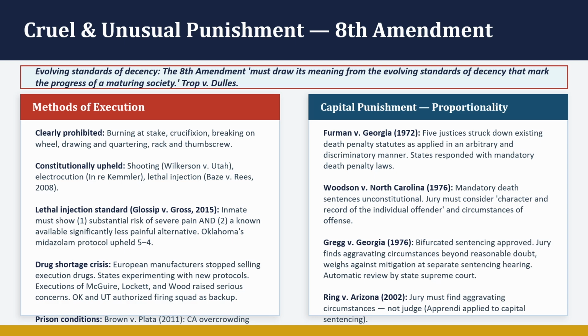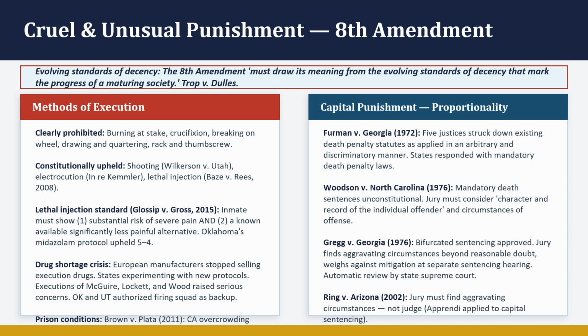The drug shortage crisis created significant controversy. European pharmaceutical companies refused to sell sodium thiopental and pentobarbital for executions. States experimenting with new protocols saw botched executions. Clayton Lockett's execution in Oklahoma took 43 minutes. Joseph Wood's in Arizona took nearly 2 hours. States began authorizing backup methods, including firing squad.